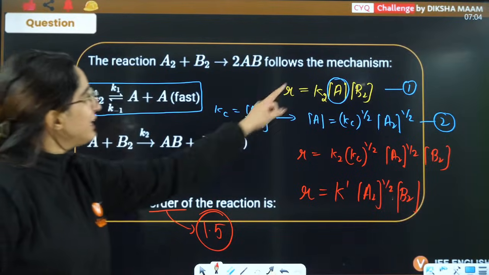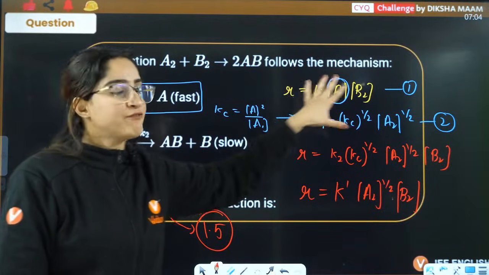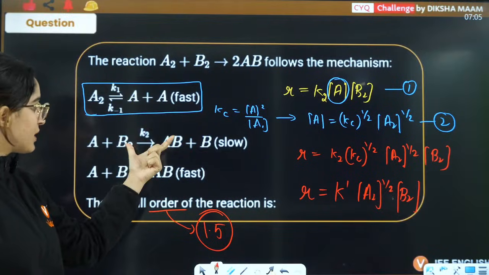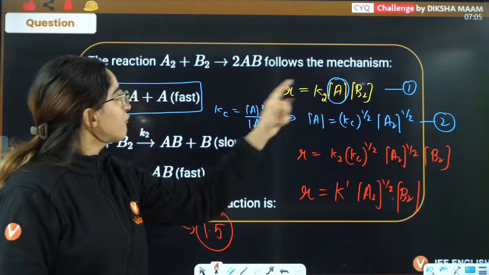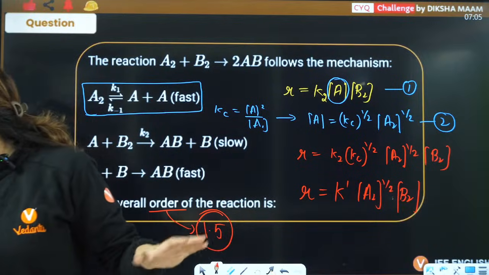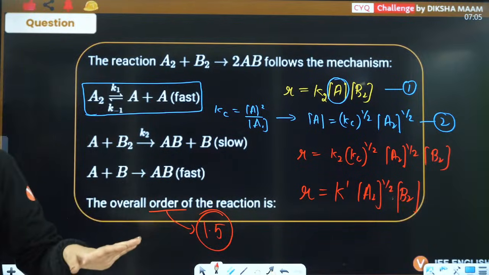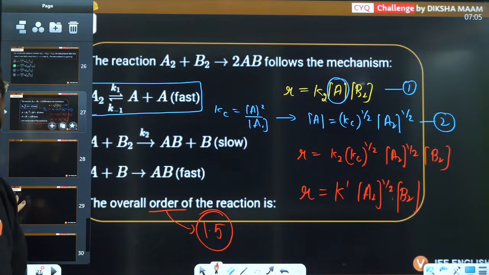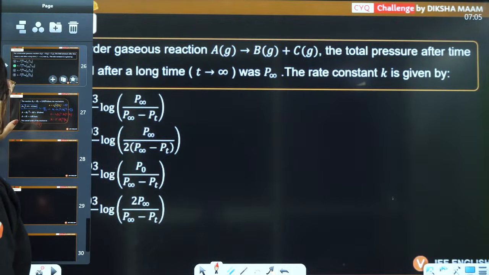Got it? Intermediate will never be there. First you will calculate the rate law expression from the slowest step, but the intermediate you will have to replace from the equilibrium, right? Okay. Yes, everybody, tell me in the chat box. Right? Right, everybody?